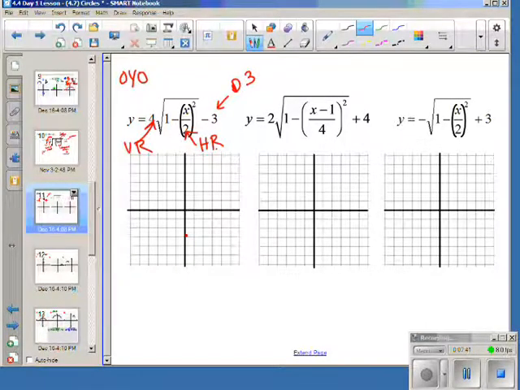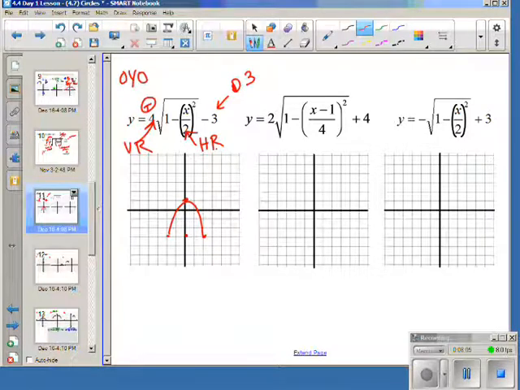Remember, just plot it lightly. This is a positive, which means we're doing the upper half of our circle. Our vertical radius is 4, if you recall, so we're going to go up 4. And our horizontal radius is 2, so we're going to go right 2, left 2, and connect our dots. Okay, remember you can erase the center after that.